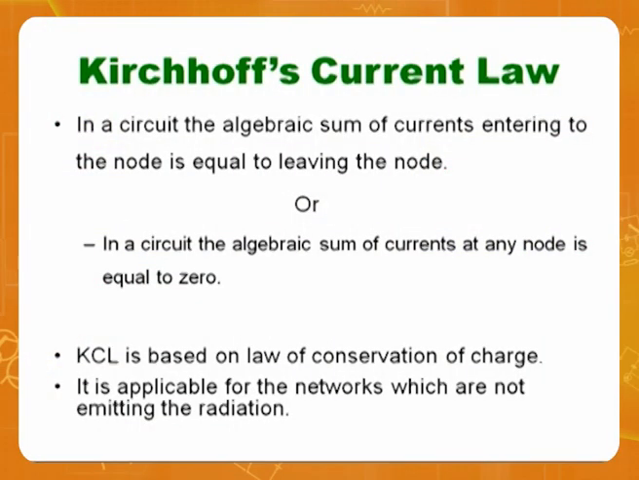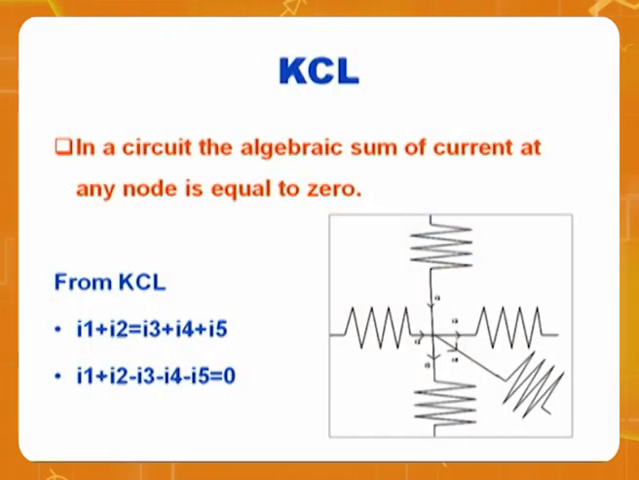It is also applicable to networks which are not emitting radiation. Again, the same condition is valid. We cannot take radiation into consideration. So this is about Kirchhoff's laws. Let me illustrate with an example in order to understand the algebraic meaning. Look at this circuit. There are currents entering, there are currents leaving. When you say I1 entering, I2 entering, entering is equal to leaving.